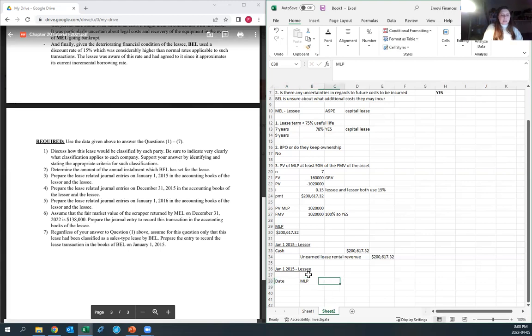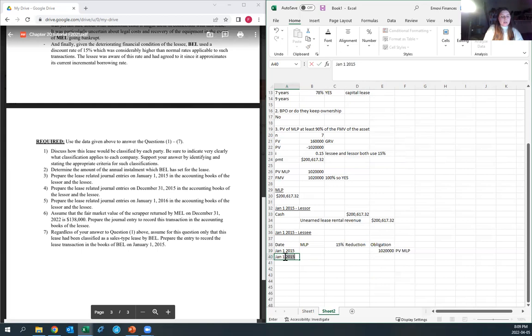Your date, MLP, 15%, reduction, and obligation. So on January 1st, 2015, they have an obligation of $120,000. That's the present value of the minimum lease payment, which is the same as the lessor because they're using the same rate. The other question was different because they weren't using the same rate.